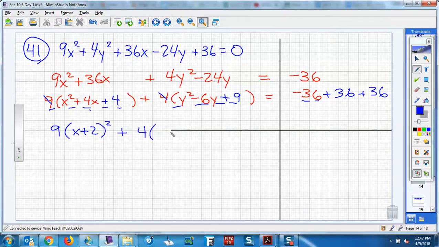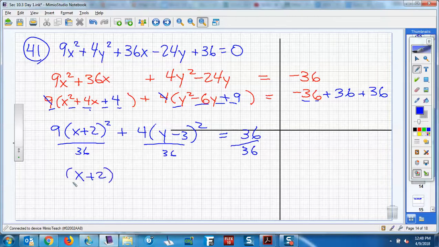right? These aren't crossed out anymore. And a y minus 3 squared, and then what do we have on the right side? 36. Now what are we going to divide by? 36. So now when we divide by 36, what do we get right here? x plus 2 squared over 4. What do we get right here? We get y minus 3 squared over 9, and over here we get 1.